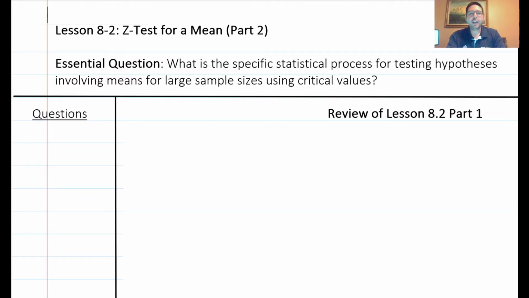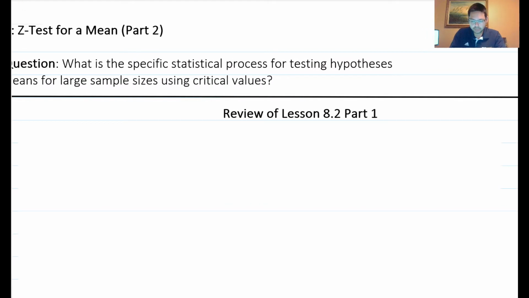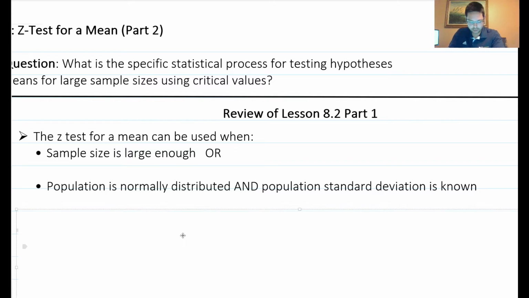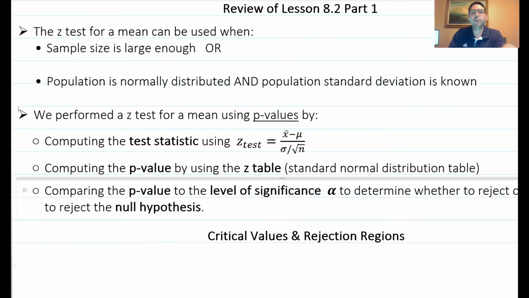All right, so let's go ahead and do a quick review of 8.2 part 1. So if you recall, the z-test for a mean can be used when the sample size is large enough or when the population is normally distributed and the sigma is known, the population standard deviation is known. So those are the two criteria, one of them has to be met for you to be able to use a z-test for a mean.